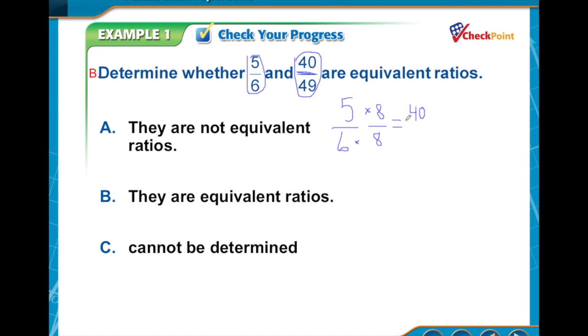So times 8 is the only way we could get this 40 in the numerator here. But we need a 49 in the denominator. So 6 times the same number, 6 times 8, has to be 49 for these to be equivalent ratios. Otherwise, there's no way these could work. So let's check that. So 8 times 6. We know 8 times 6 is 48. And 40 over 48, although it's close, is not the same as 40 over 49.